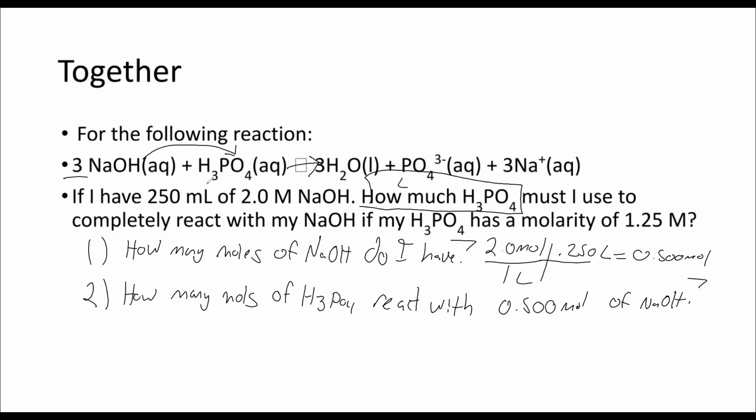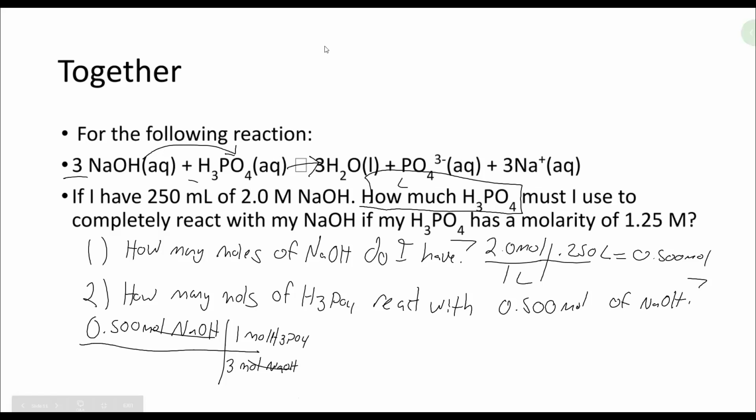That's where stoichiometry comes in. For every 3 moles of NaOH I have, that reacts with 1 mole of H3PO4. So I start with moles of NaOH, and for every 3 moles of NaOH, I have 1 mole of H3PO4. Moles cancel because you have one on the top and one on the bottom, and you're left with moles of H3PO4. So this will be 0.5 divided by 3, which is 0.167.